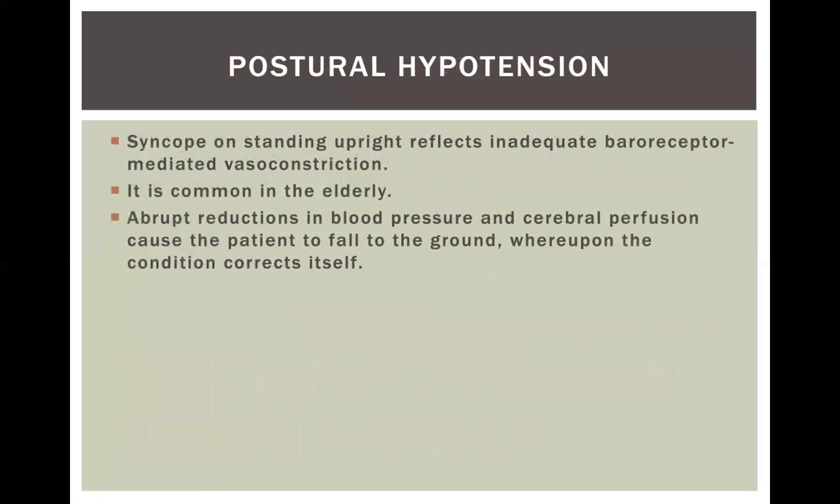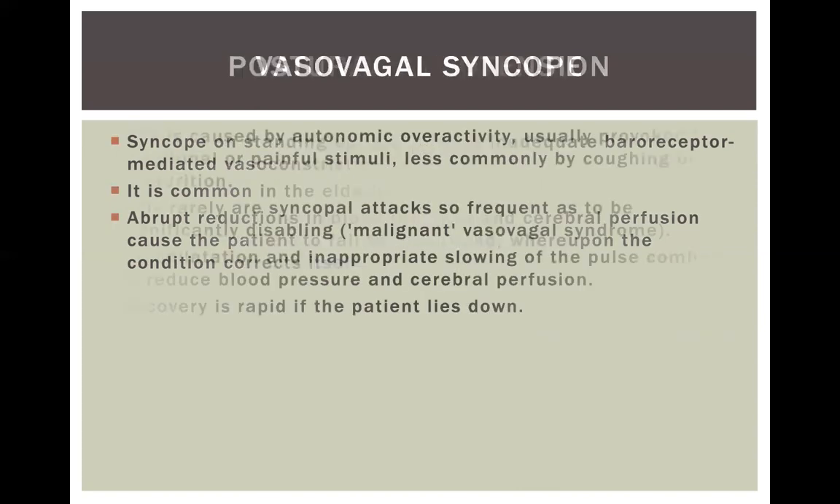Postural hypotension is caused by many causes like hypovolemia, bleeding, diarrhea, autonomic neuropathy. There are some differences in the blood pressure between standing and sitting or supine position. Syncope on standing upright reflects inadequate baroreceptor mediated vasoconstriction. It is common in the elderly. Abrupt reduction in blood pressure and cerebral perfusion cause the patient to fall to the ground, whereupon the condition corrects itself.